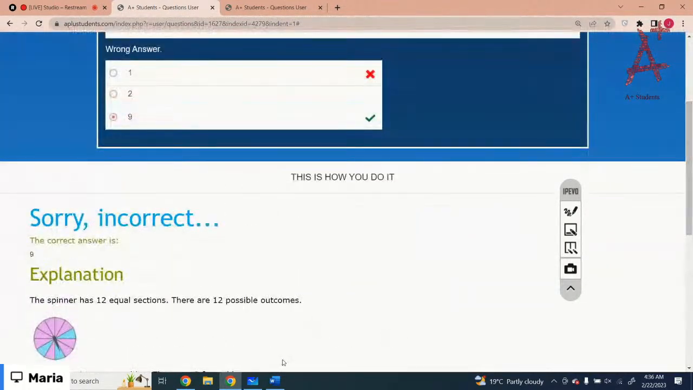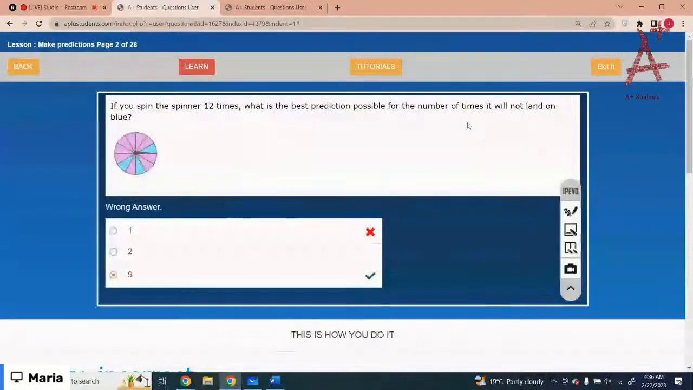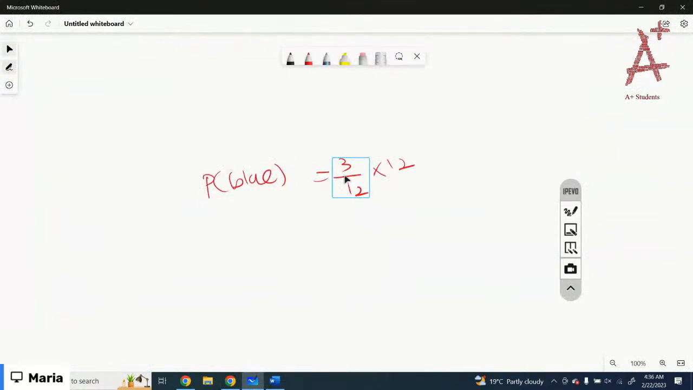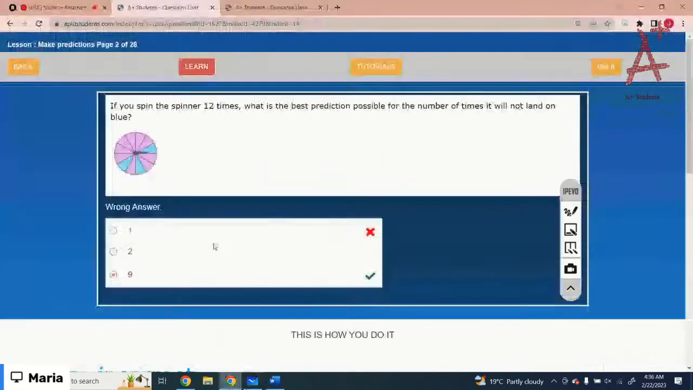Oh, the probability you have to calculate is the best prediction for the number of times it will not land on blue. So 3 are blue and 9 of them are pink, which cannot land on blue. So it would be 9 over 12. Got it? So 9 over 12 times 12, the 12 and 12 cancel out. That means the answer is 9. Got it? So the correct option is 9.